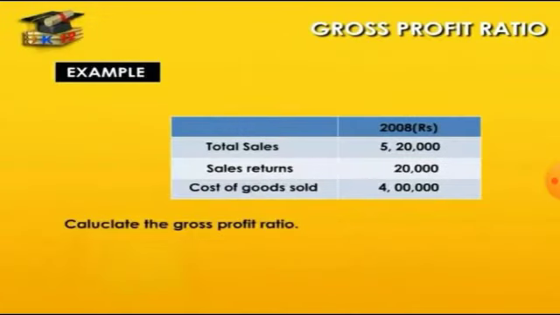Let us see one more example. Total sales is given as 5,20,000 in 2008. Sales return is given as 20,000 and cost of goods sold is 4 lakhs. Calculate the gross profit ratio.